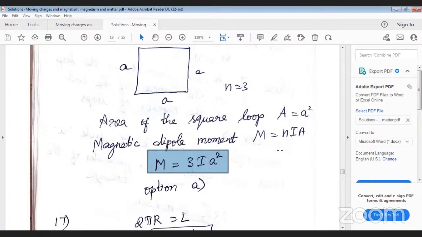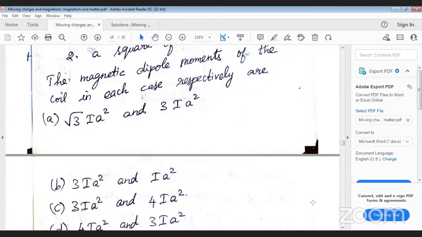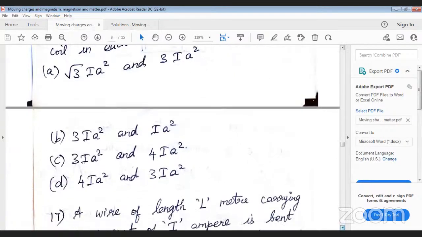So we have found out the magnetic moments, and now we have to see which of the 4 options contain these values, that is option A. Okay, so now option A is the right answer.